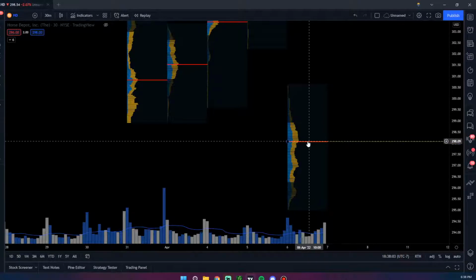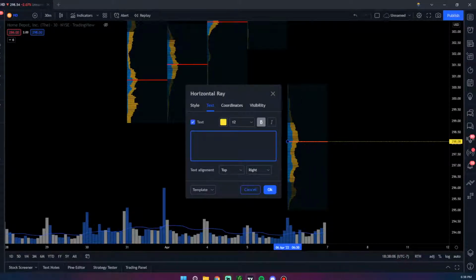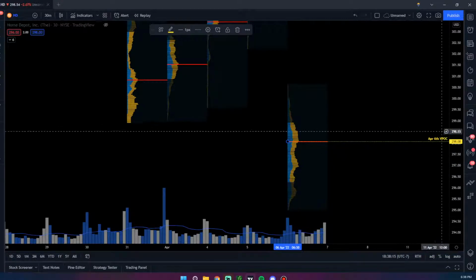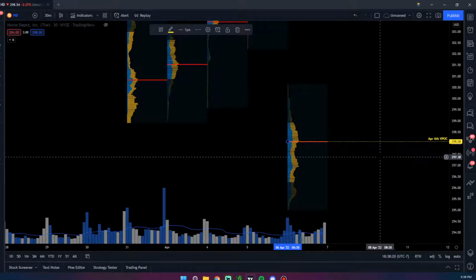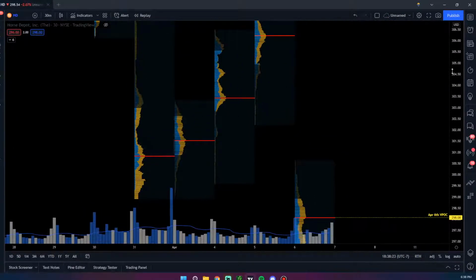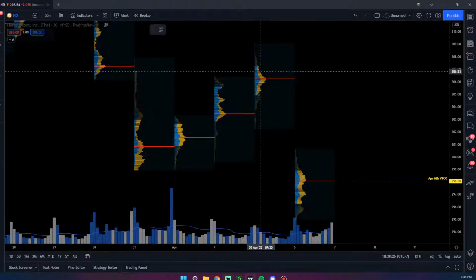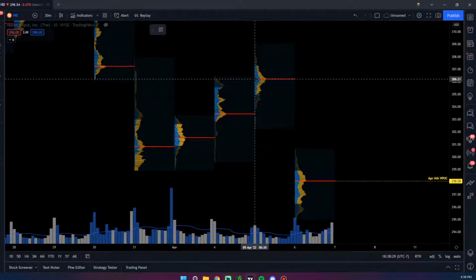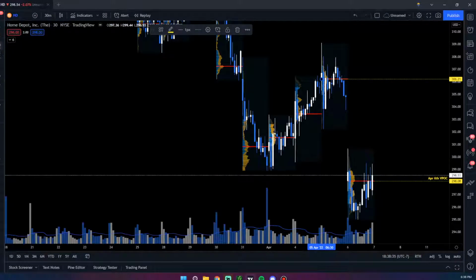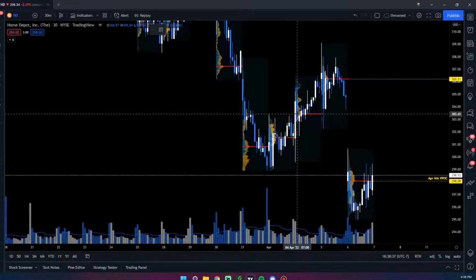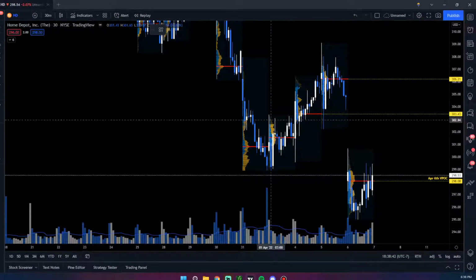So once I put it on my chart here, what I do is I label them so that when I'm trading, I know exactly what I'm looking at. So this is going to be April 6th VPOC, which is Virgin Point of Control. I'll go through really quickly. I'm going to draw the important ones, the key ones. I'm not going to label all of them, but we will go over the difference between a virgin point of control and a point of control.